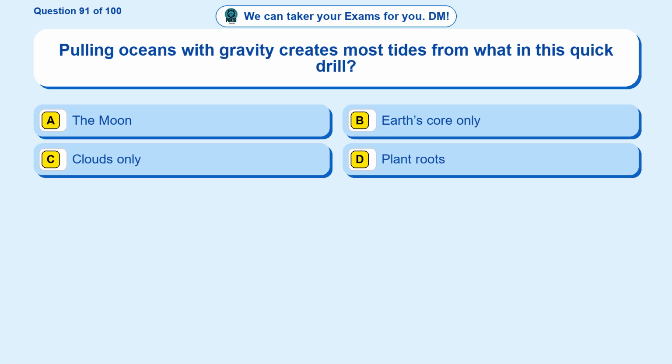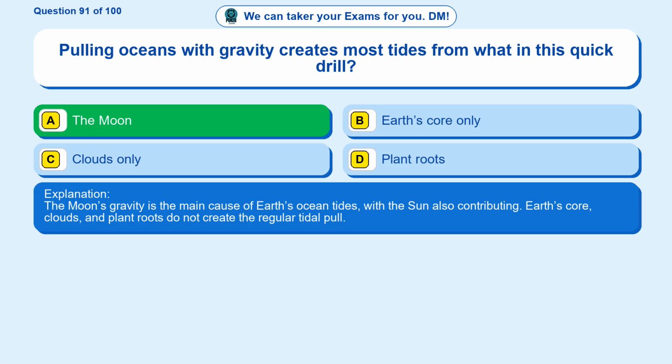Question 91. Pulling oceans with gravity creates most tides from what in this quick drill? Option A, the moon. Option B, Earth's core only. Option C, clouds only. Option D, plant roots. The correct answer is option A. The moon. The moon's gravity is the main cause of Earth's ocean tides, with the sun also contributing. Earth's core, clouds, and plant roots do not create the regular tidal pull.